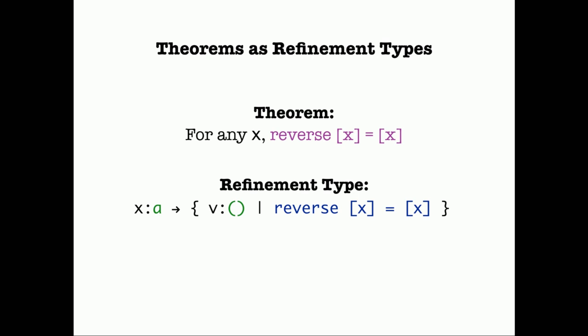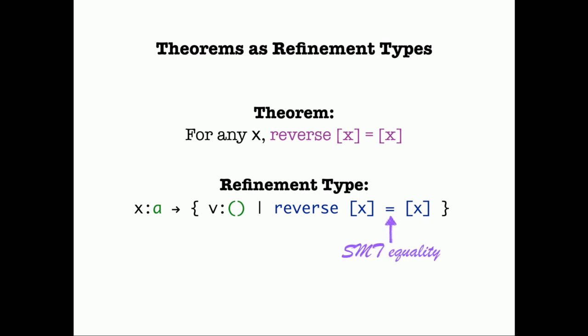So I start from Graham's pen and pencil theorem that says reverse a list with one element gives me back a list with this one element x. And I am writing a refinement type to express this theorem. So in my refinement type, I'm saying for each argument x that is of type A, I'm going to return a Haskell unit value. I call it v. And this unit value is refined with a property that says that if I reverse a list that contains exactly this element x that I have as my argument, I get back the same list. So basically, I pushed the theorem in my refinement logic.